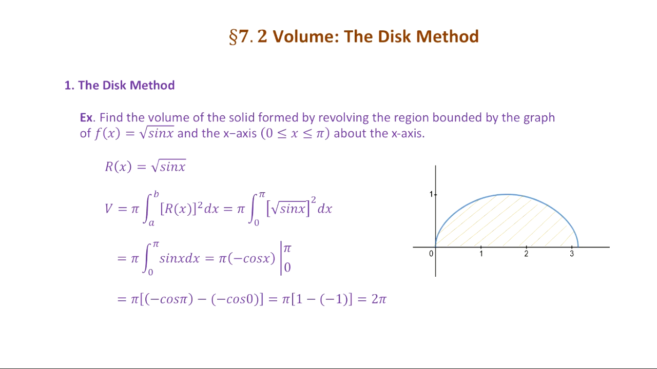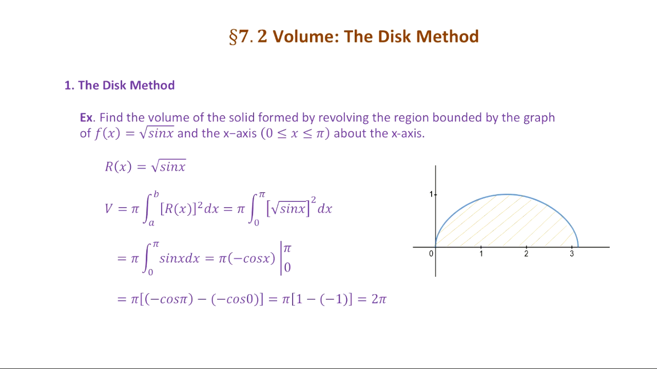How did the sine x determine the cosine? You integrate the sine x. You remember you find the antiderivative of sine x. That is negative cosine x. That's how you integrate, right? So find the antiderivative. Any other questions? So that's the disk method.